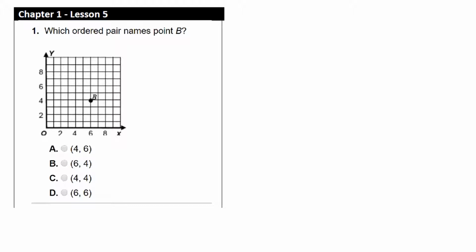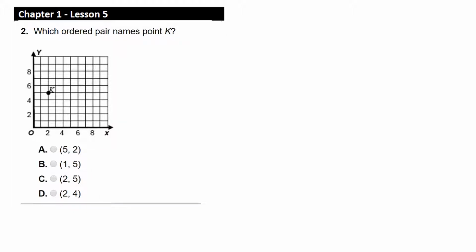Which ordered pair names point B? So here we have point B, and remember, we travel the x-axis first and then the y-axis. So we go over 6, up 4, and that is answer choice B. Which ordered pair names point K? We have to go over 2 and up. Now, what number is halfway between 4 and 6? It's 5. So we have to go over 2, up 5. And that is answer choice C.